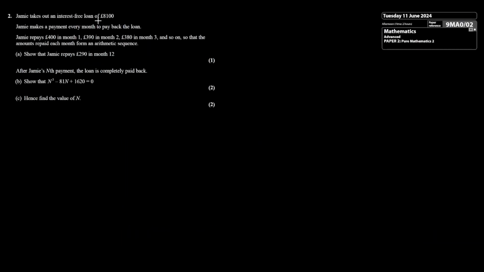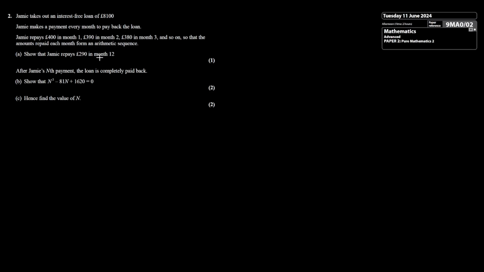Question 2, we've got an interest-free loan taken out. The total value of the loan was £8,100, and he repays this in the following way: 400 in the first month, 390, 380, and so on for subsequent months. And you can see this is going to form an arithmetic sequence. And we've got to show that in month 12 he repays £290.